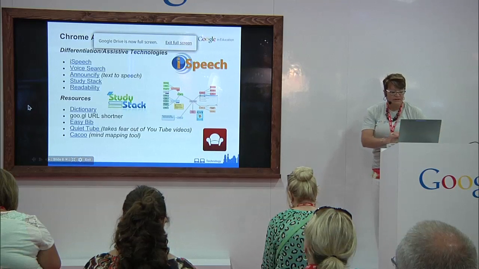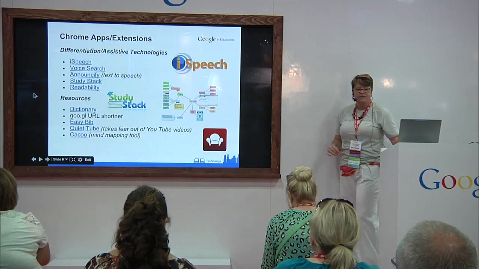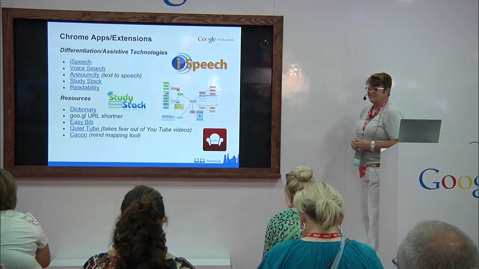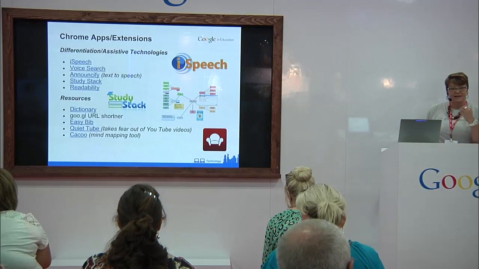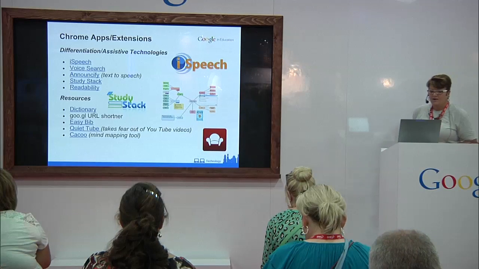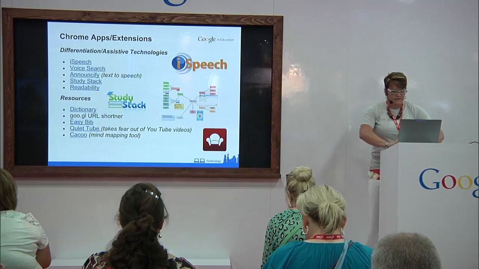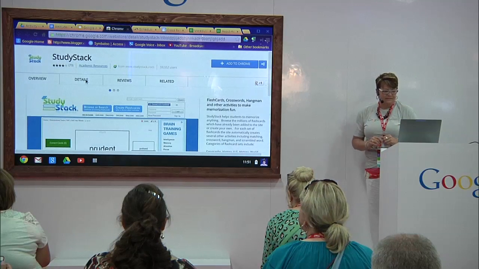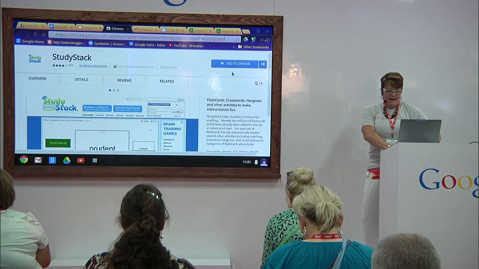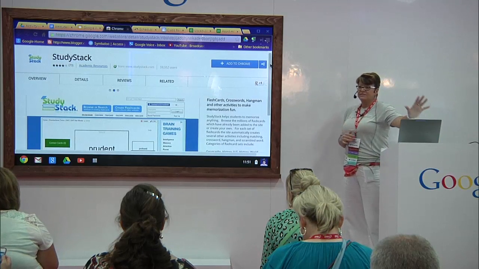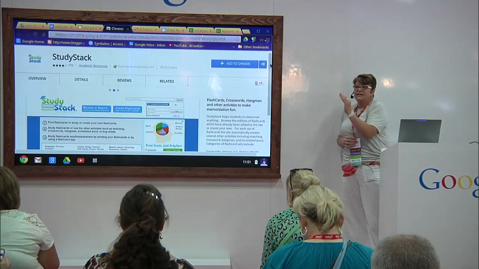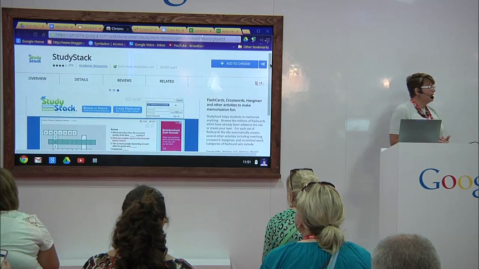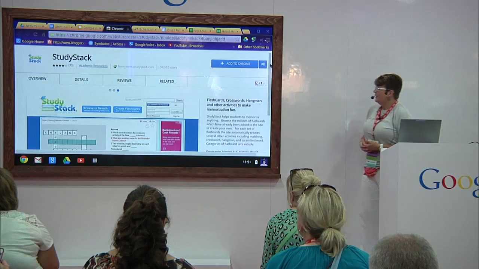Now, I don't have enough time to go through all of these. These are some of the Chrome apps and extensions that, quite honestly, have come from kids. These are the things where they'd be like, have you tried this? And one of them is Study Stack. Study Stack is a Chrome app where students can put this on their own Chrome browser, so they can have it at school, they can have it at home, as long as they are logged in to Chrome under their school email.